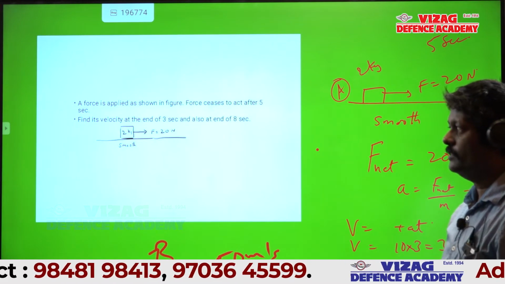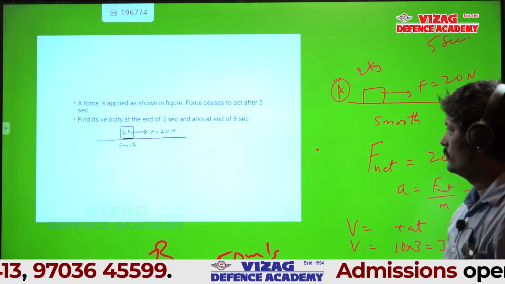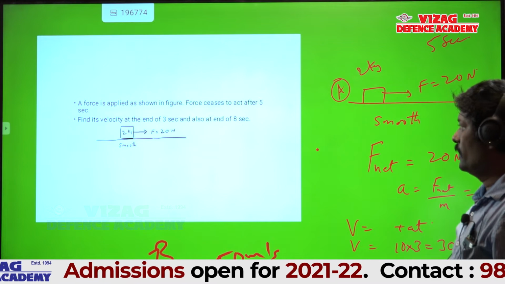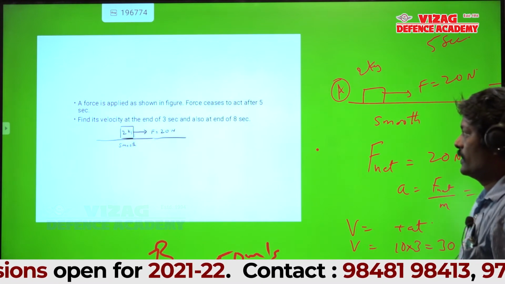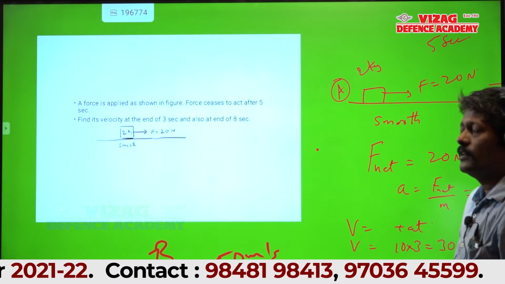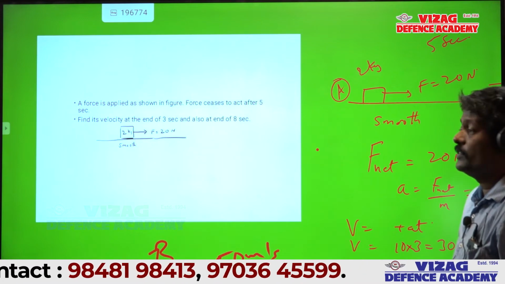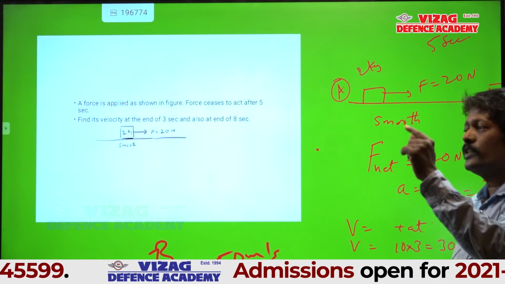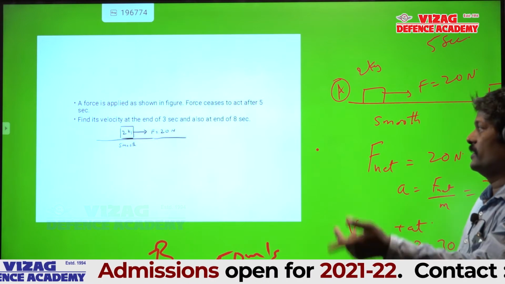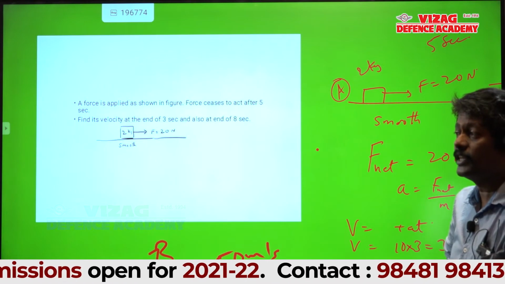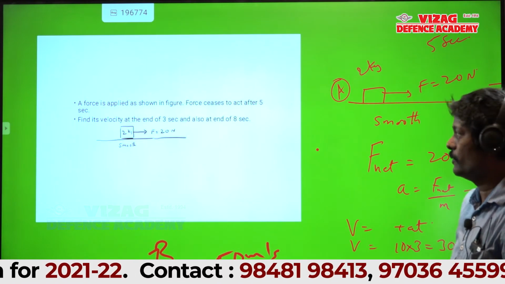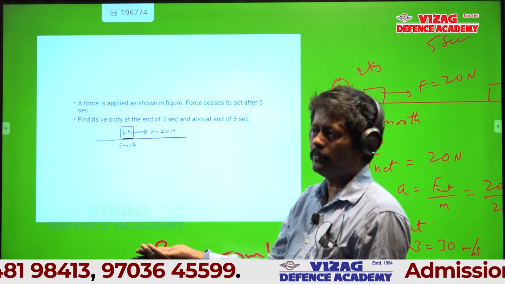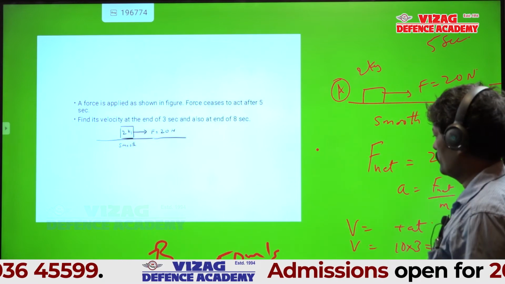At the end of 6 seconds, 50 meter per second, that's all. Sir, if the surface is changed, is the force different? If the surface is having friction, then I have to deal separately. It will change. Then I have to take net force divided by mass. Why I took only one force? There is only one force on the body. Yes, very good.